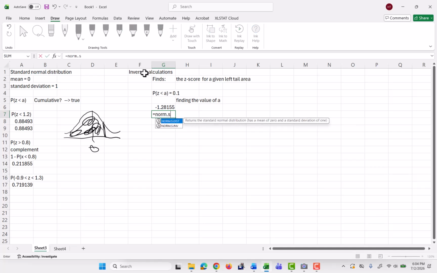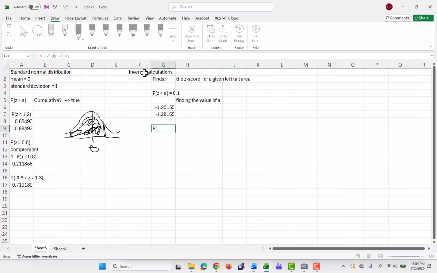Now I could do NORM.S.INV, and now it's just assuming that it is a standard normal, so it's assuming that the mean is 0 and standard deviation is 1. All I have to put in is the probability. I don't have to put in the mean and standard deviation in that case.